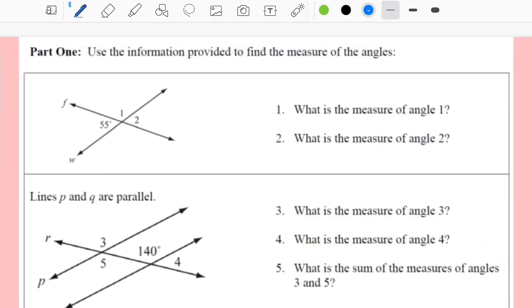Now that we've looked at all of them, I want you to take out the piece of paper that was provided to you, and we're going to work through this together. Our first question is, what is the measure of angle 1? Notice that they form a straight line, which means that they're supplementary and they add up to 180. So I will take 180 and subtract 55 to get 125 degrees. So I know that the measure of angle 1 is 125 degrees. I can use vertical angles to know that angle 2 is 55 degrees.